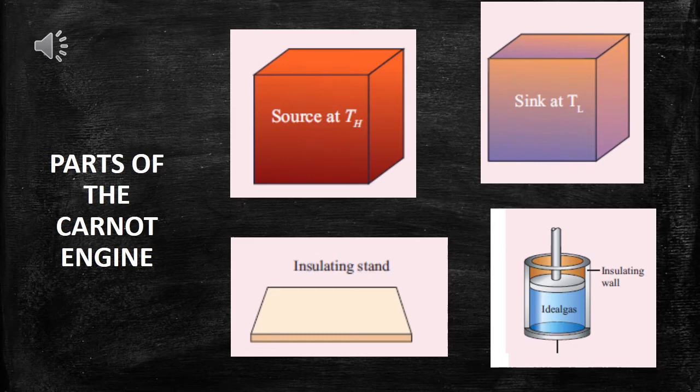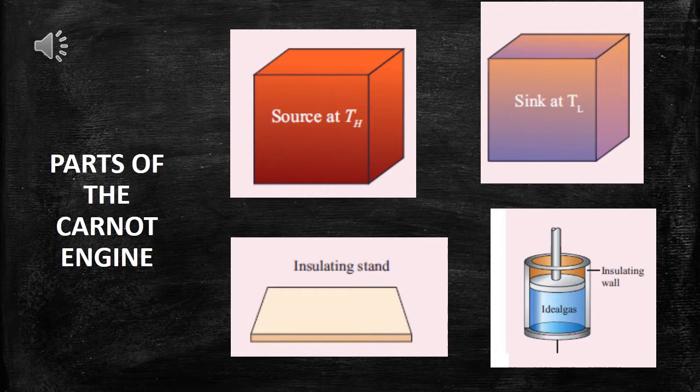Carnot engine has four parts. The first one is called source. It is the source of heat maintained at constant high temperature TH. Any amount of heat can be extracted from it without changing its temperature. The next one is called sink. It is a cold body maintained at a constant low temperature TL. It can absorb any amount of heat.